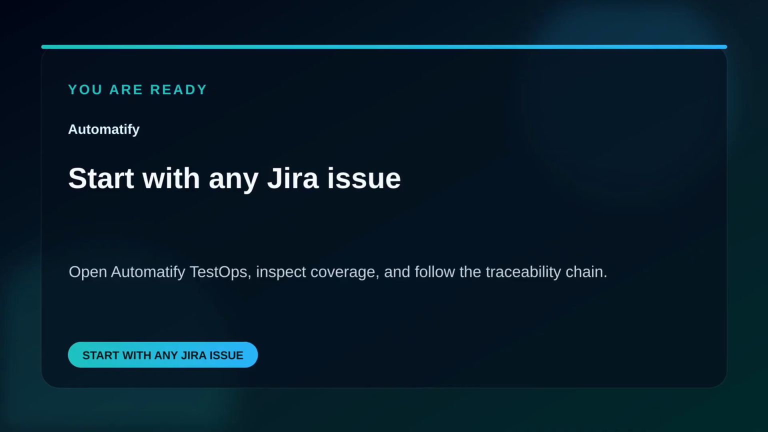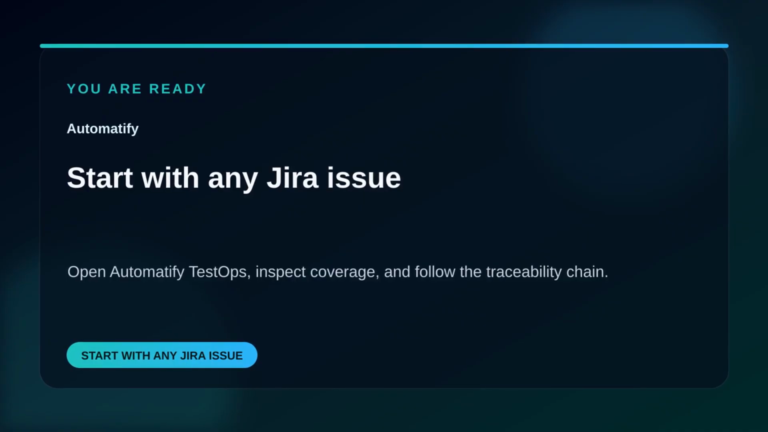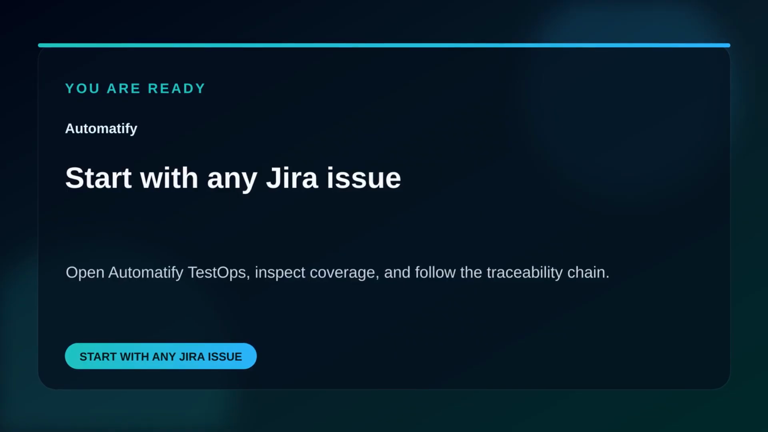That is the quick start. Open any Jira issue where Automatify TestOps is enabled, inspect the linked scenarios and recent results. Then use the project workspace when you need search, automation, or administration. Your Jira issue remains the source of context from coverage through execution.